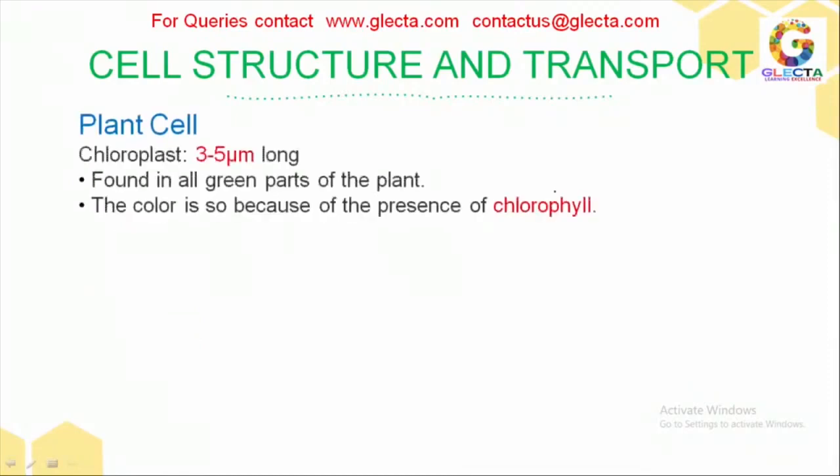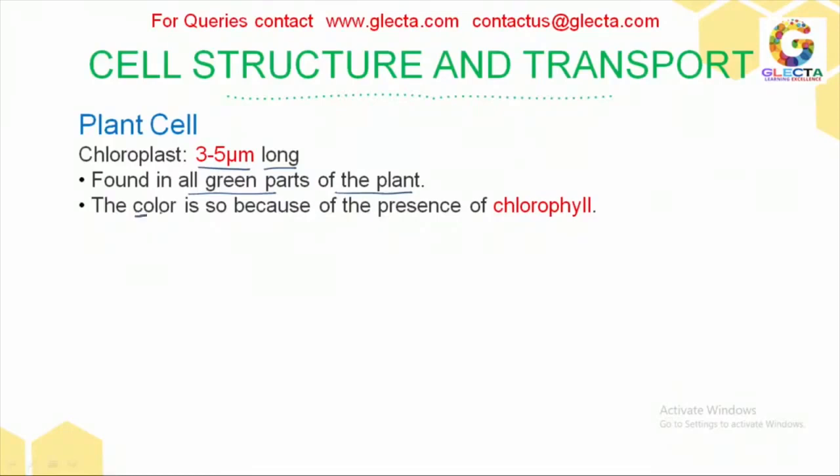The first organelle or subcellular structure that you need to remember about a plant cell is the chloroplast. A chloroplast is approximately 3 to 5 micrometers long, and it is found in all green parts of the plant. Green parts of the plant means every part that you can see is green in color, whether it be the base of your flower or your leaf or your stem. Every part that is green in color is going to have chloroplast.